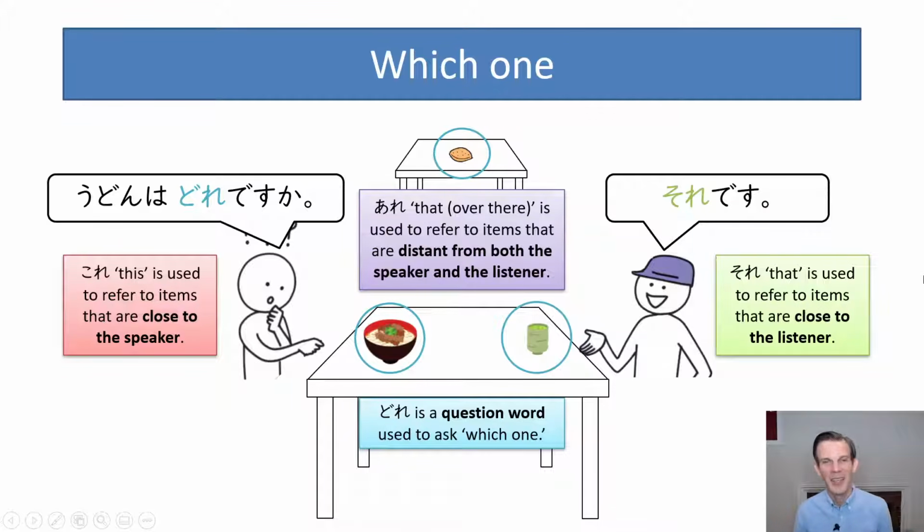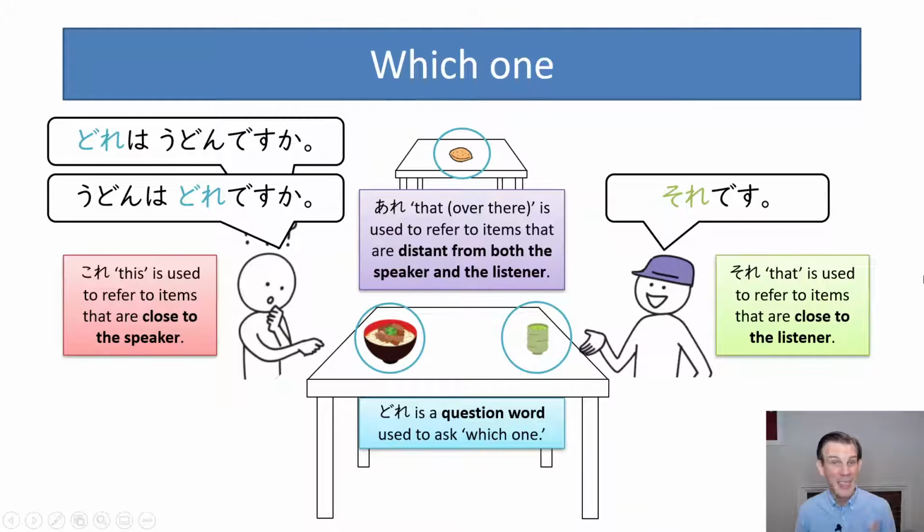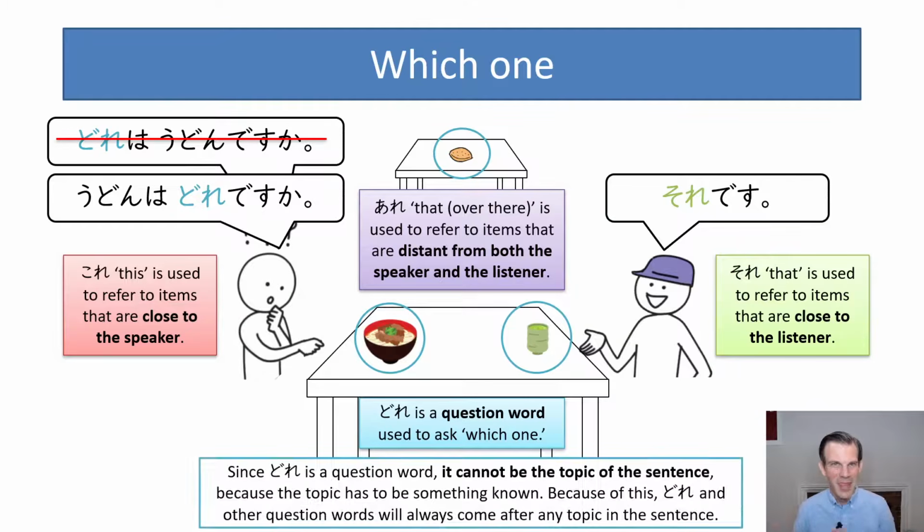So sore desu. Note that you can't say this: dore wa udon desu ka? That's not a possible sentence, right? It has to be udon wa dore desu ka? The reason for that is dore is a question word, so it can't be the topic of a sentence, because the topic has to be something that's known. It can't be some unknown quantity like dore. Because of this, dore and any other question word is always going to come after the topic. You'll have the topic first and then the question word after it. So keep that in mind. It can't be dore wa. It has to be udon wa dore desu ka?